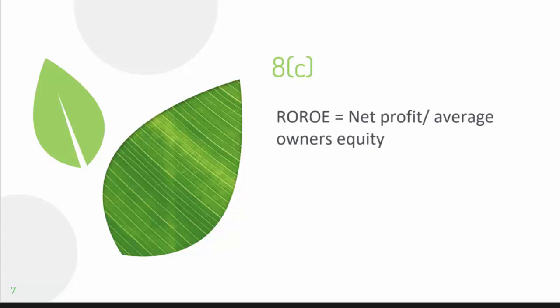The next question, 8c, you had to work out the rate of return on owner's equity. That was quite easy. You got the net profit, divide that by average owner's equity of 219. That was given to you. But sometimes you are given 2 periods of owner's equity. You have to then average those out and put that in. The answer here is 50%.